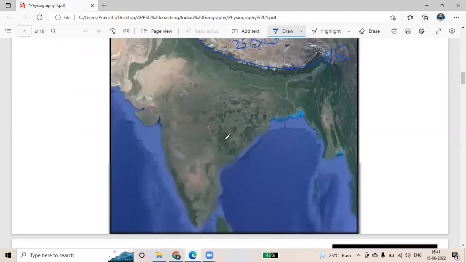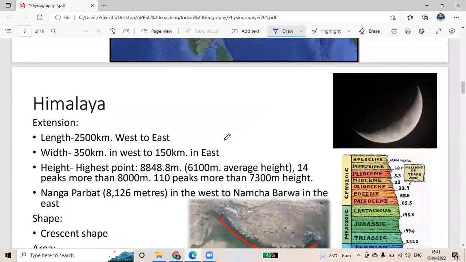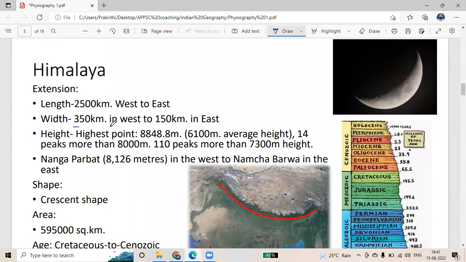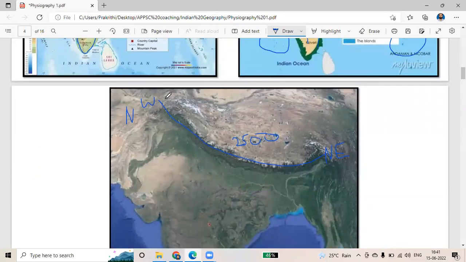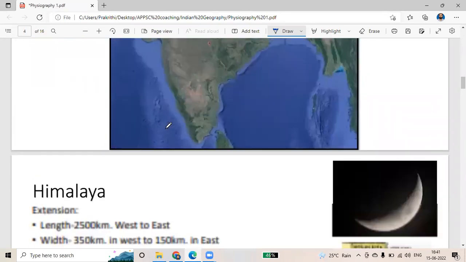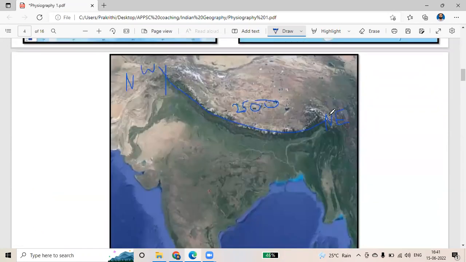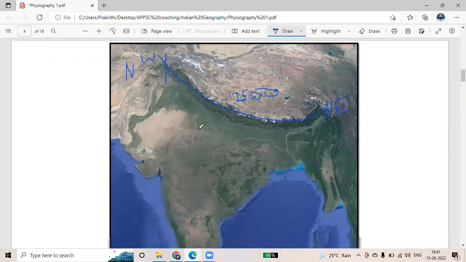इसका extension है. This Himalaya has extension. And width varies from 350 kilometers in the western region. That is, in this region, it is 350 kilometers. And in the eastern region, it is 150 kilometers on an average. That is the width of Himalaya. इसी जगह पे हिमालय का width है 150 kilometer on an average, and इसी जगह पे this is almost 350 kilometers. That is its width.